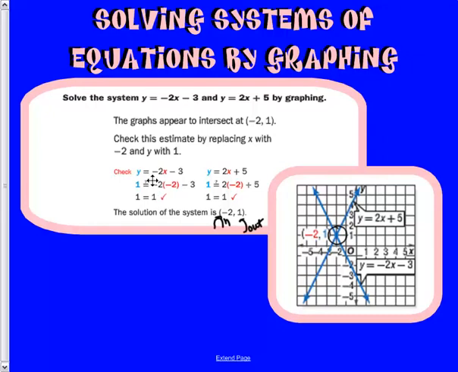So in this particular equation, negative 2 times negative 2 is positive 4. And then if I take 3 away, I'm left with 1, which equals 1. In this equation, if I take negative 2 times 2, I get negative 4. If I add 5, I get 1, which equals, again, the output.